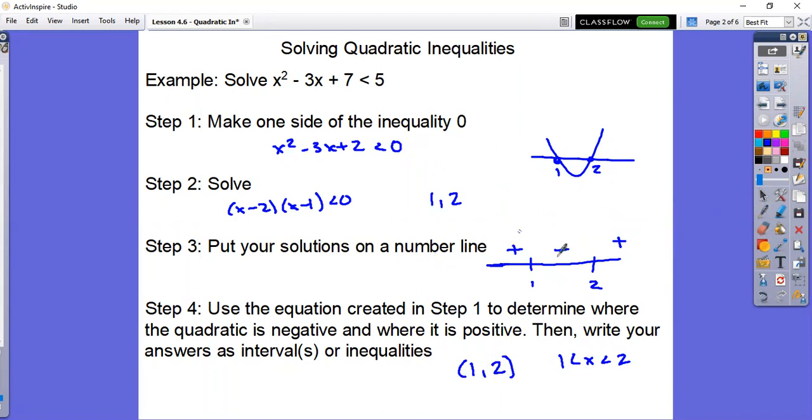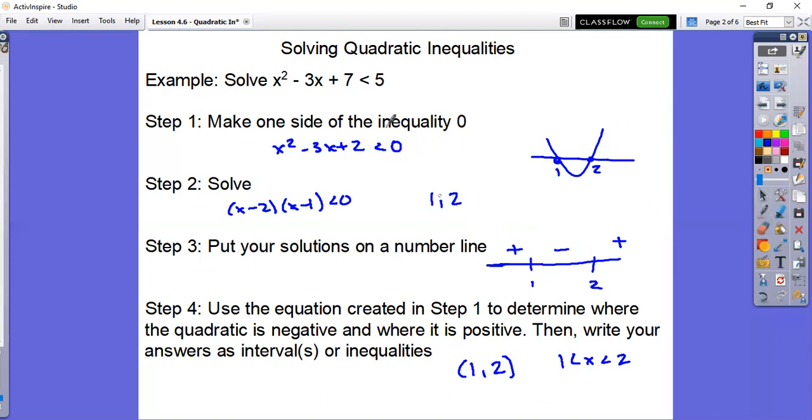If you're not sure about this opening up or opening down thing, another thing you could do is plug any number less than 1 into the equation and see if you get a positive or negative value. In this case, if you plugged in 0, you would get 2, and 2 is greater than 0, so this section is positive, so it's not a solution, and so on and so forth. You can plug in a value from each section and see if it fits the inequality. If not, that section is not a solution.